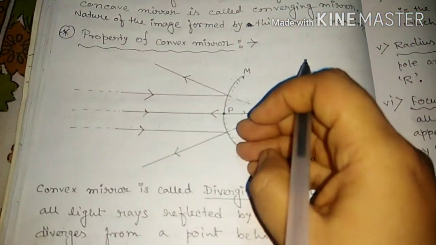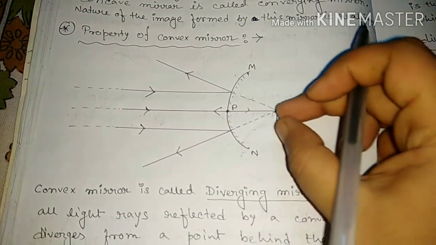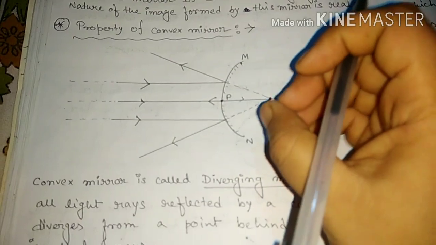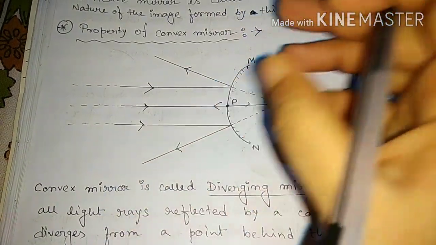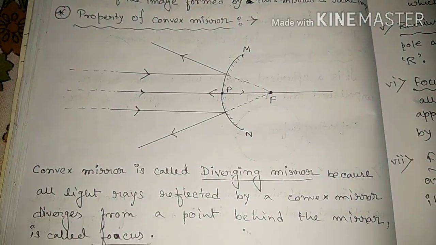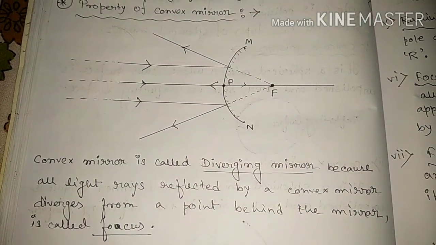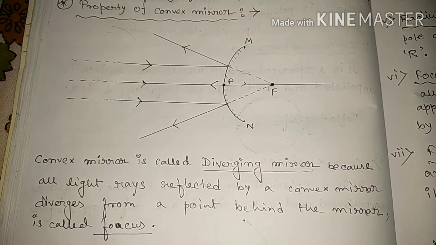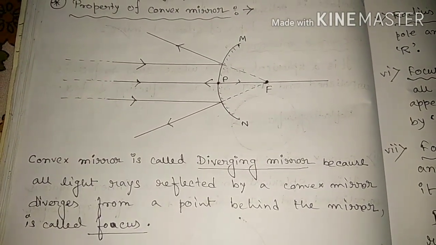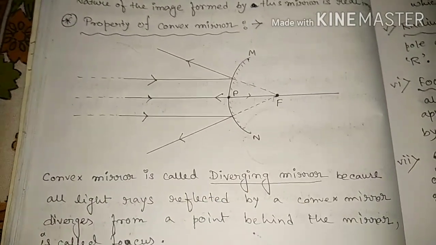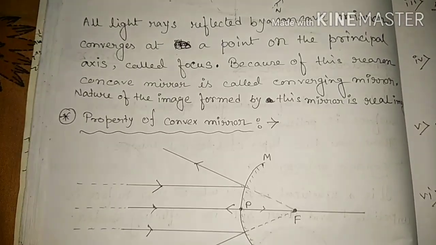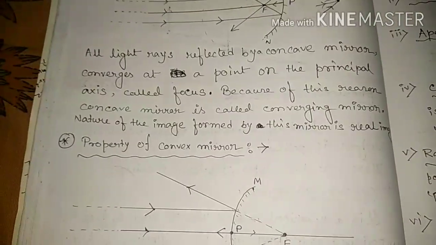That's why we say that behind the mirror, from one point, the light rays will diverge. That's why the convex mirror is called a diverging mirror. Clear? Convex mirror is called a diverging mirror. Okay, so these are the ray diagrams for converging and diverging, for concave and convex mirror.